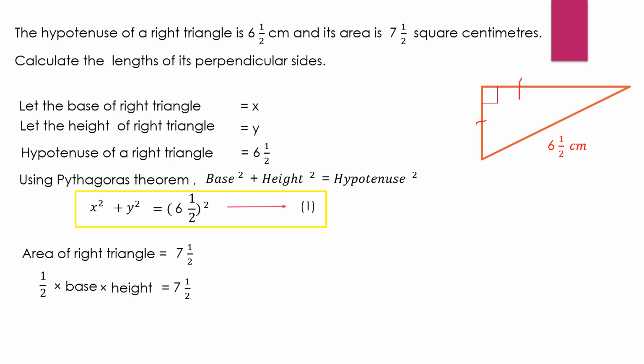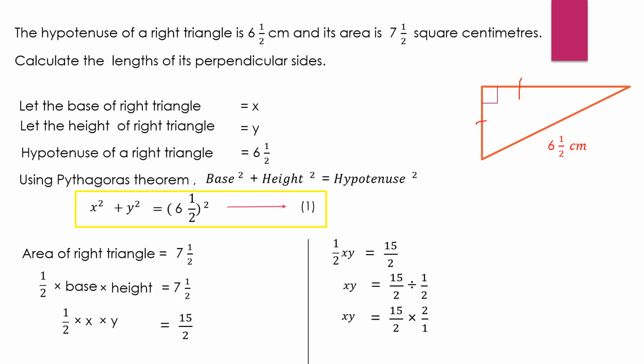Then, what is base and height here? x and y, so we will replace. Half into x into y equal to 7 1/2, that is 15/2. So half xy equals 15/2. What will be xy? 15/2 divided by 1/2. Division of two fractions is multiplication of one with the reciprocal of the second. That is xy equal to 15/2 into 2/1. We can cancel these 2's, so remaining is 15/1, that is 15. So xy becomes 15.